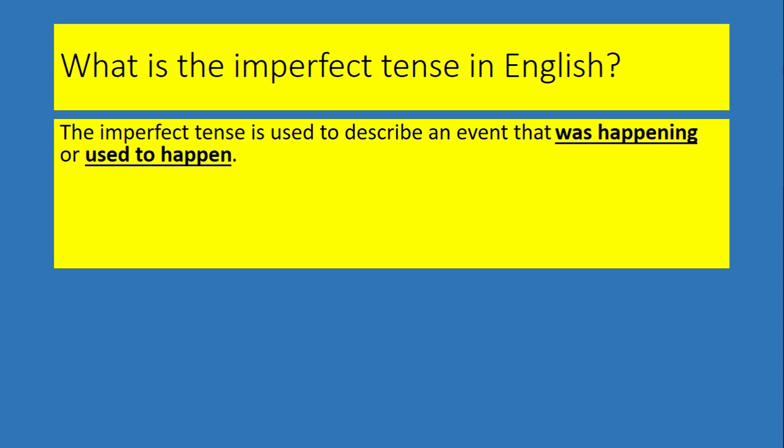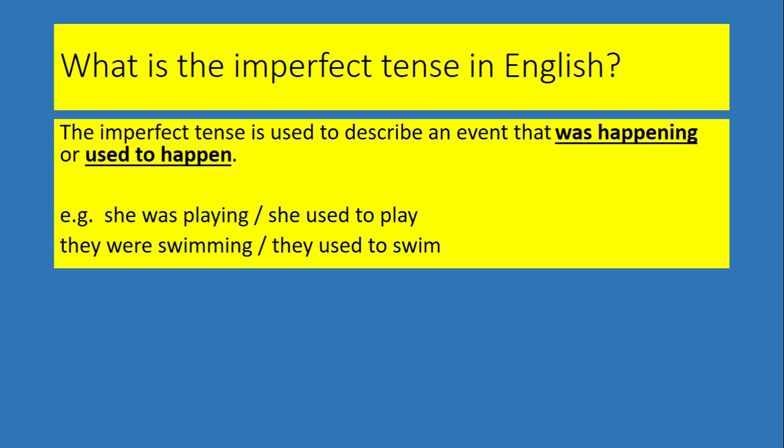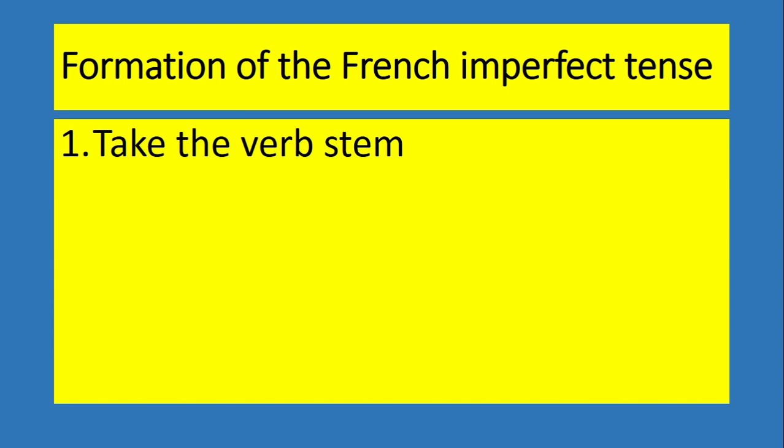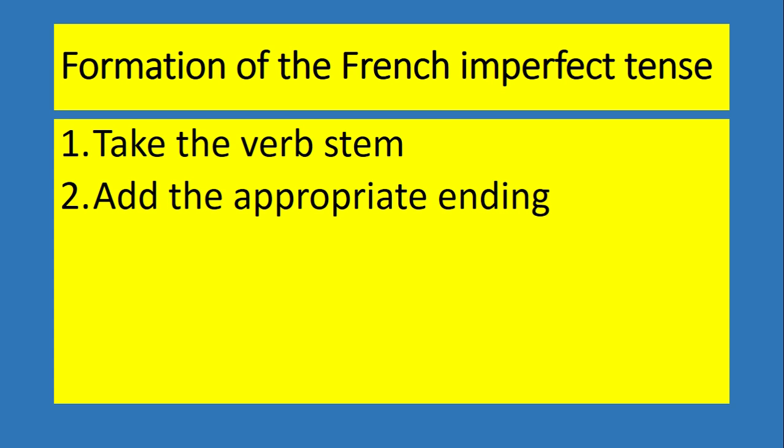Well, we use the imperfect tense in two ways, to describe an event that was happening or used to happen. So for example, she was playing, she used to play, they were swimming, they used to swim. Any verb you can put in the imperfect tense. Let's choose one at random. Drink. I was drinking, I used to drink. So I was verb-ing, or I used to verb. That's the imperfect tense. To form the imperfect tense, you need the verb stem, add the appropriate ending.